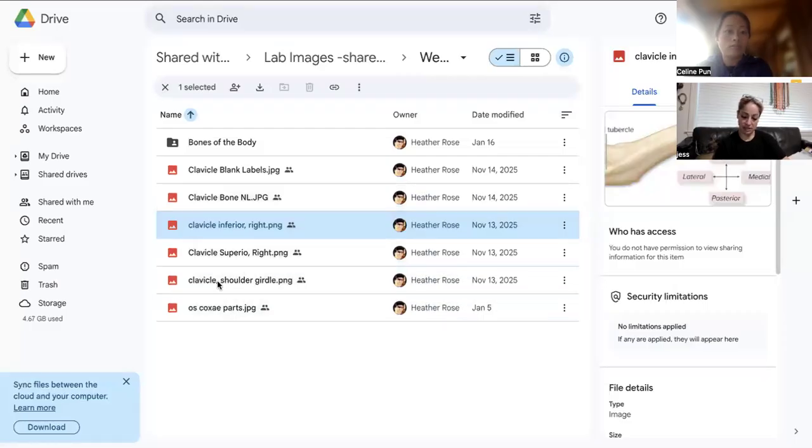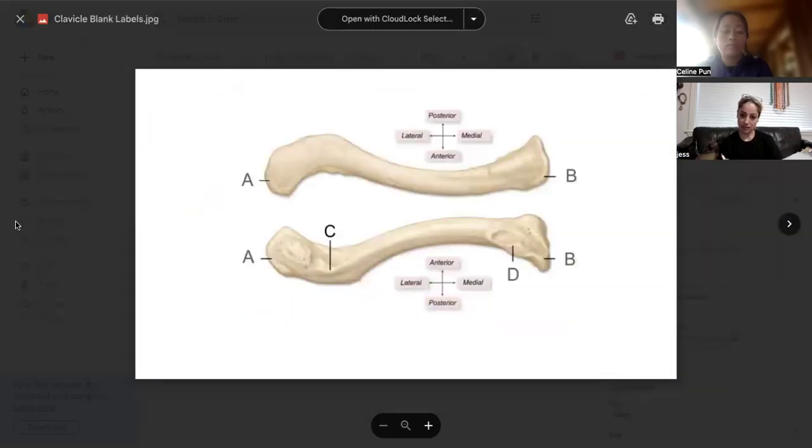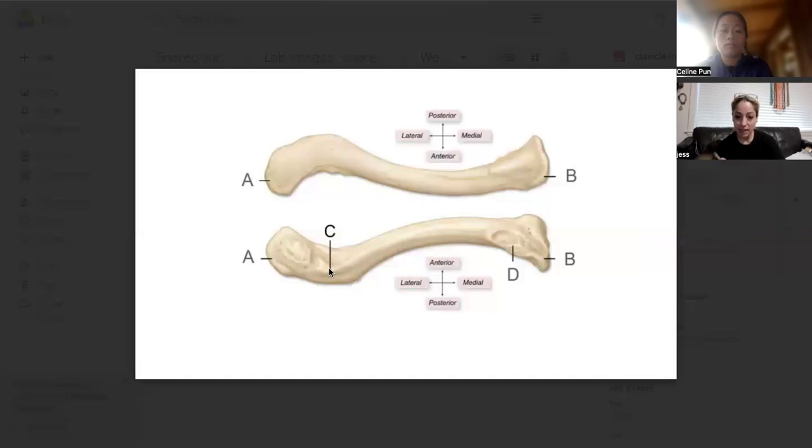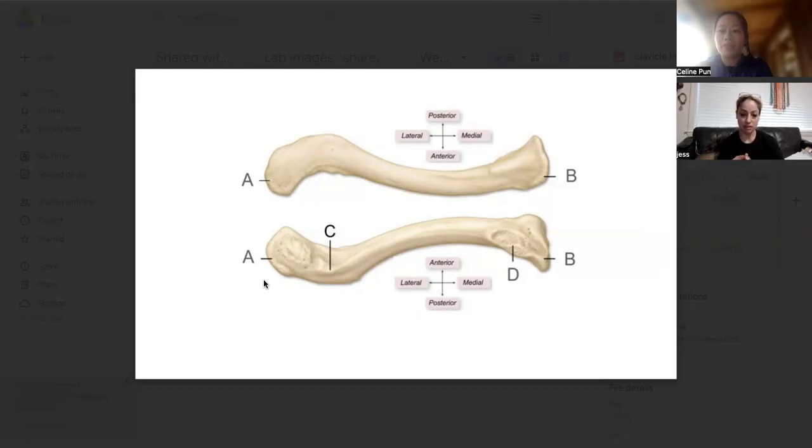So let's see. Here was A, and C. C would have been the medial, right? No, that's not what it was. So what would A have been? It would be lateral, the most lateral part of the bone.